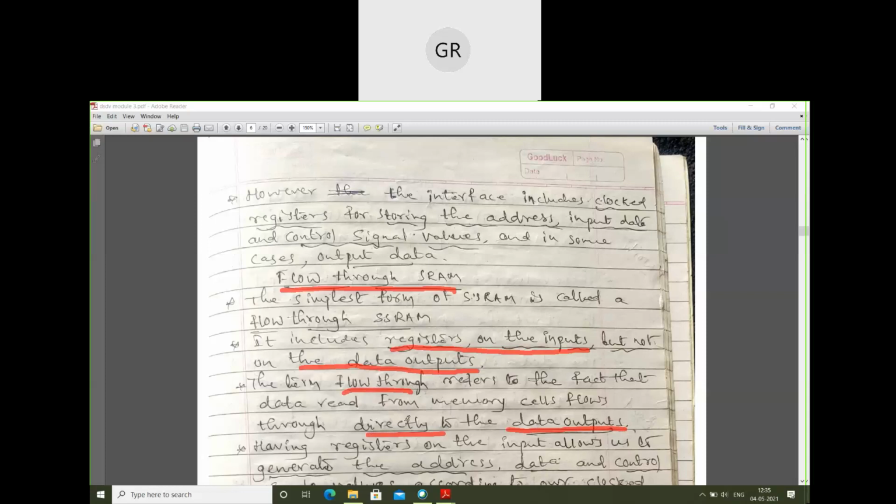Directly, when we are doing the read operation, the data is sent straight through to the data outputs. There is no multiplexer, there are no tri-state devices and all. The read data is sent directly to the data outputs.